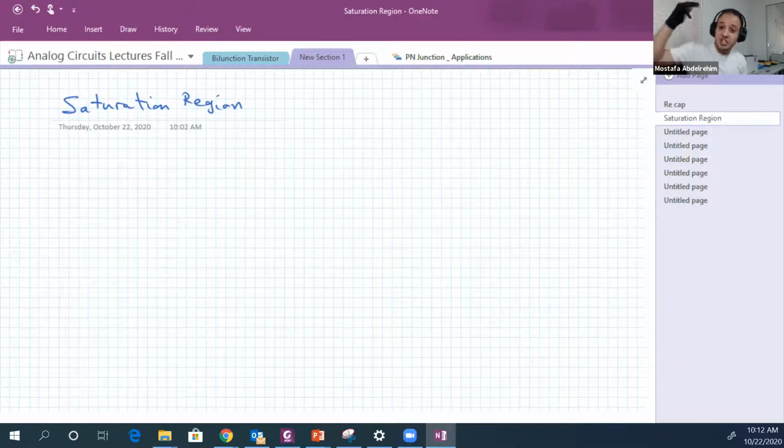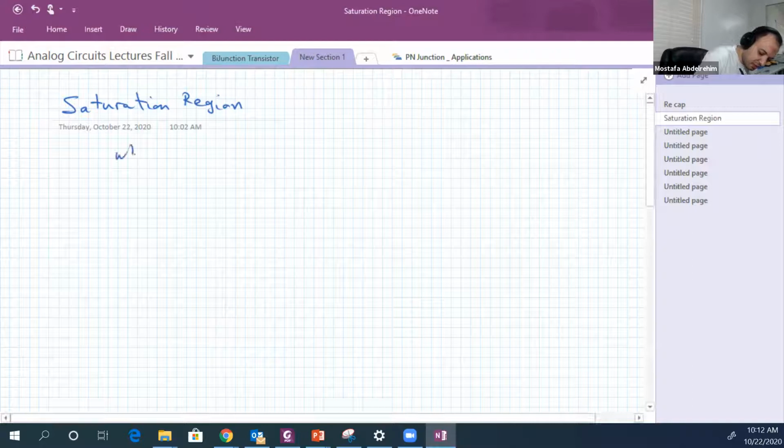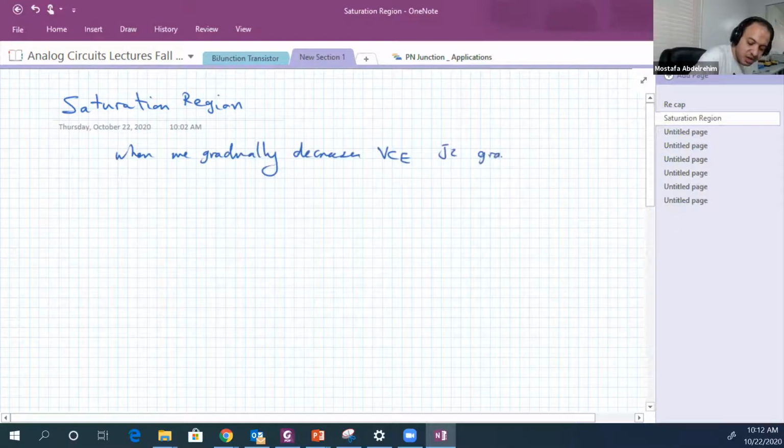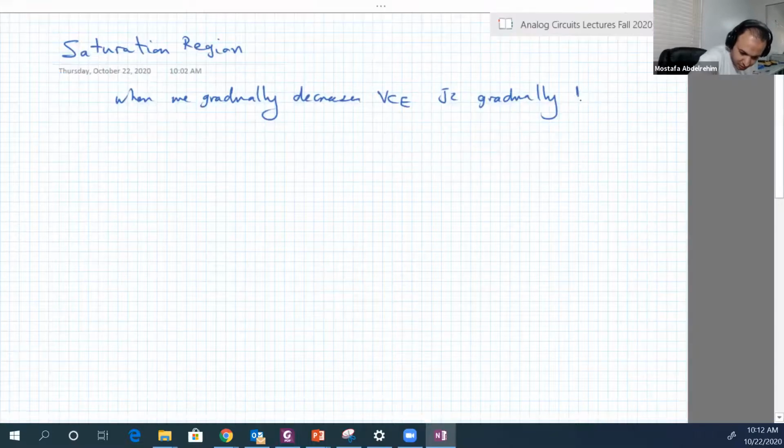So let's see now the operation when J1 and J2 both are forward. And this is happening when VCE decreases. So when we gradually decrease VCE, J2 gradually turns to forward.